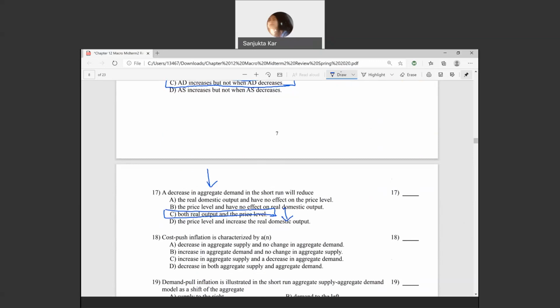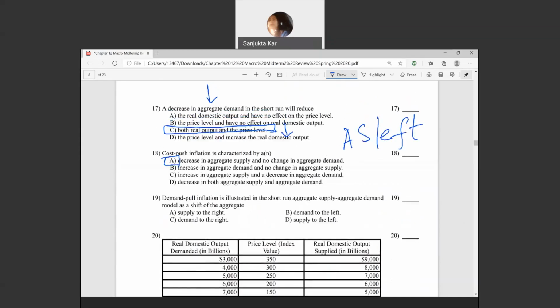Question 18, cost push inflation. This is caused by the aggregate supply curve shifting to the left with no change in aggregate demand. Question number 19, demand pull inflation in the short run refers to aggregate demand shifting to the right.